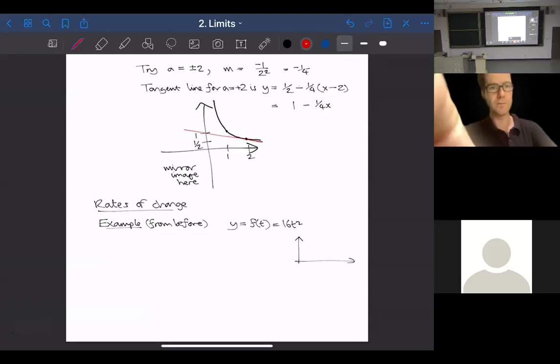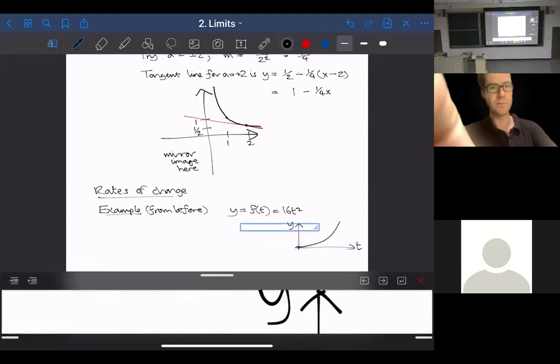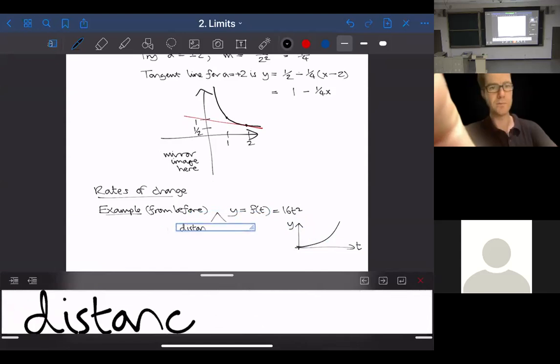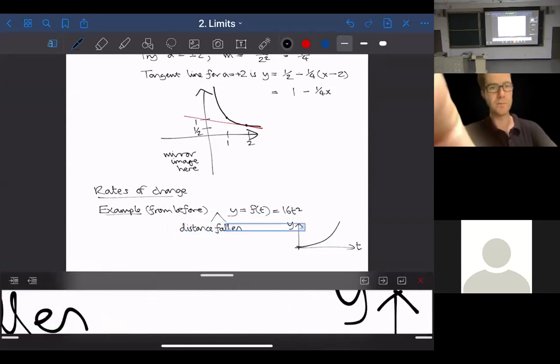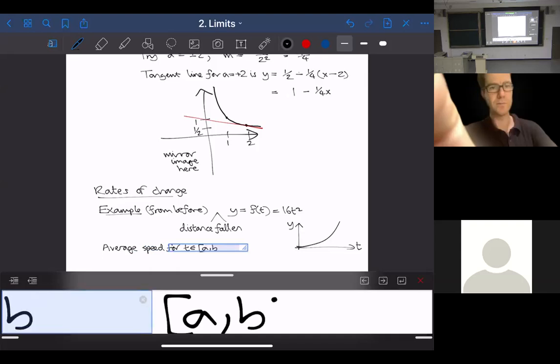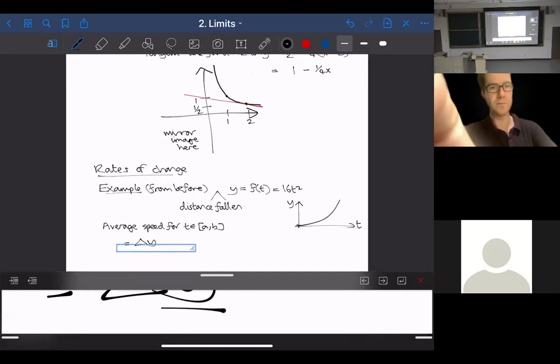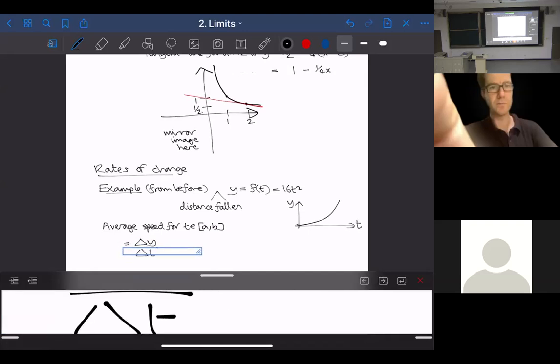So, continuing this example, the position y can be the distance fallen of some object increasing over time. And remember, the average speed for time in an interval from A to B is the change in y, the change in the position, over the change in t.